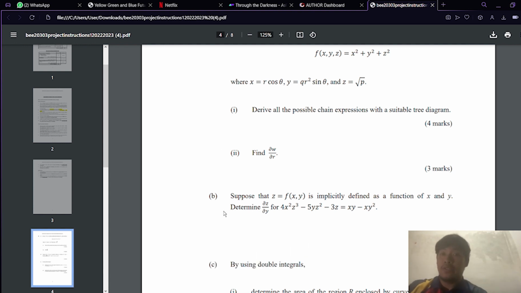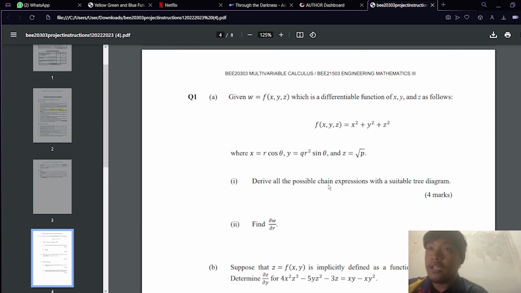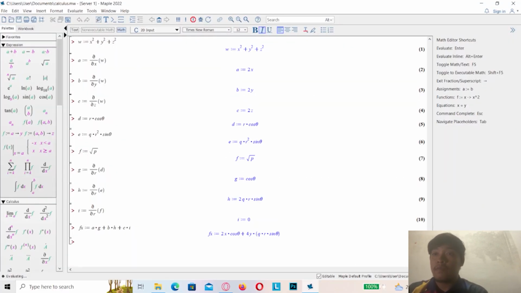For our group, I will start with question 1 simulation, which is 1 Roman, and for the 2 Roman, we will have to find del W over del R. So I use this for question 1.